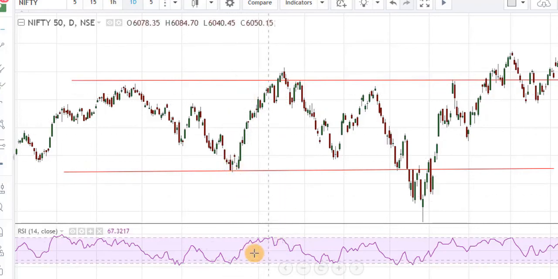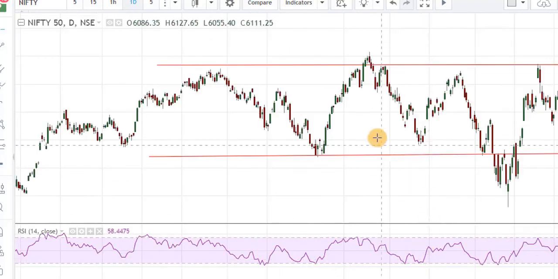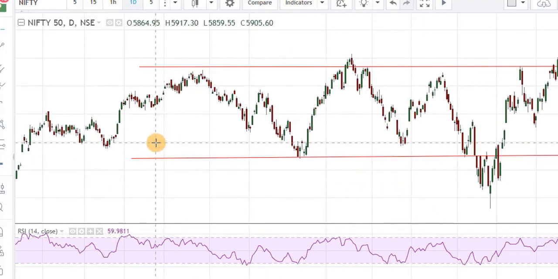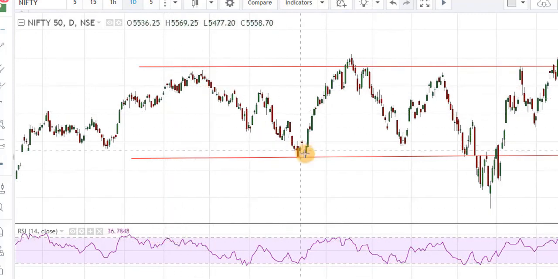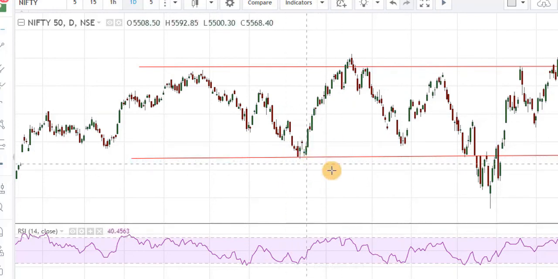Again RSI is going at 70 level and facing resistance 3 times here. You can see facing resistance 3 times, so we can sell here. So every time when we get a resistance near 70, we can sell, and every time when we get support at 30, we can buy.